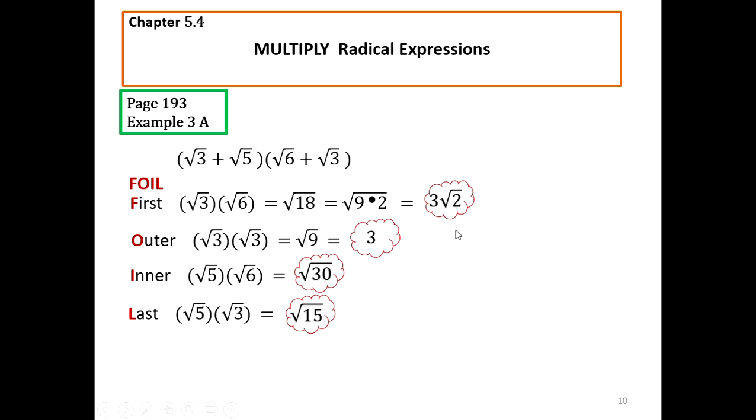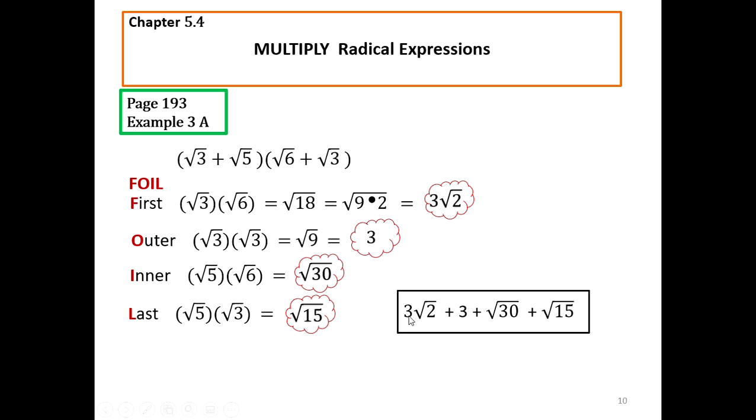So let's see what we have. We have 3 square root of 2, plus 3, plus square root of 30, plus square root of 15. None of these have the same radicand. So right away, they are unlike terms, and that is your answer.